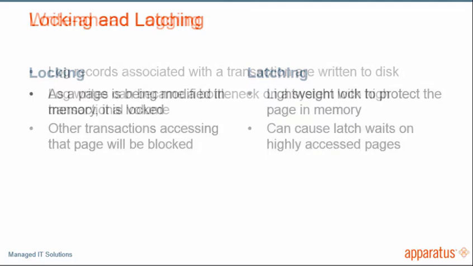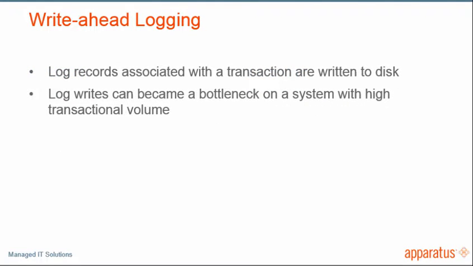Great. So the other issue that in-memory OLTP will potentially get you past, another bottleneck, is the concept of write-ahead logging. So once a transaction commits, you've read your pages into memory, you've made your change. As soon as that transaction commits, the log records associated with that transaction are written to disk. And it's basically, you have one log file, everything's hitting the same log file, so log writes can become a bottleneck if you have a system with really high transactional volume.